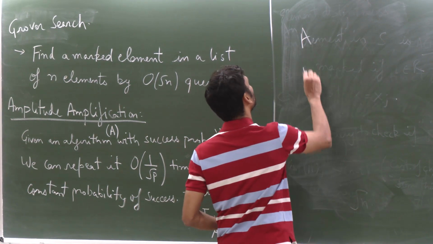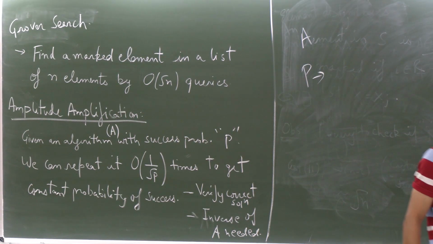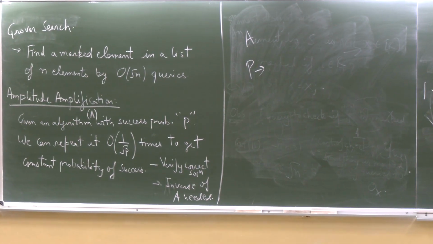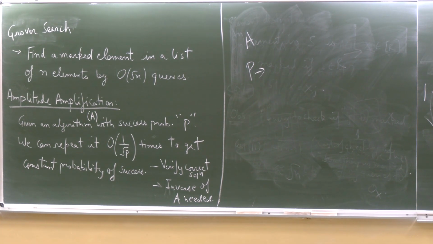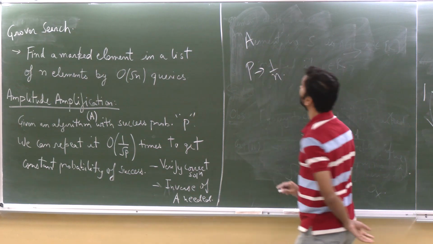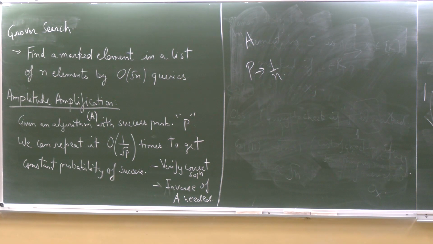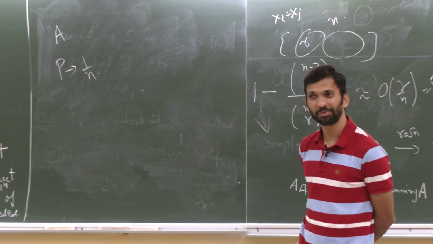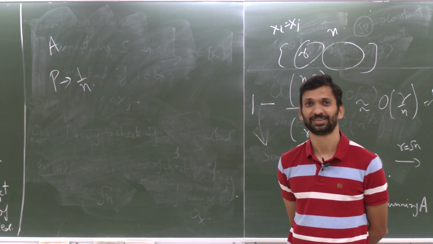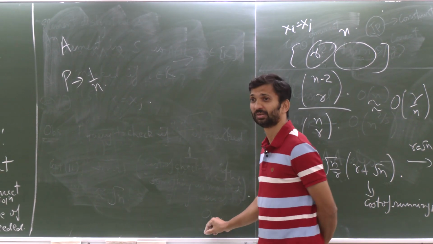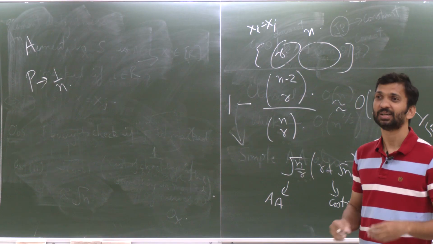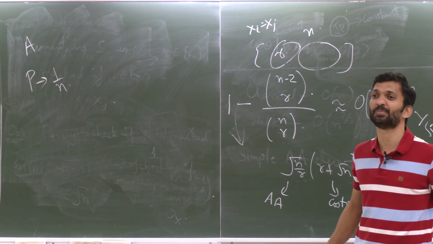What is the algorithm A and what is the probability? Sorry? The probability is 1 by root n. 1 by n. What is the algorithm? No. It's a very, very simple algorithm which you are amplifying. Amplitude amplification, Grover search is amplitude amplification of a very, very simple algorithm.